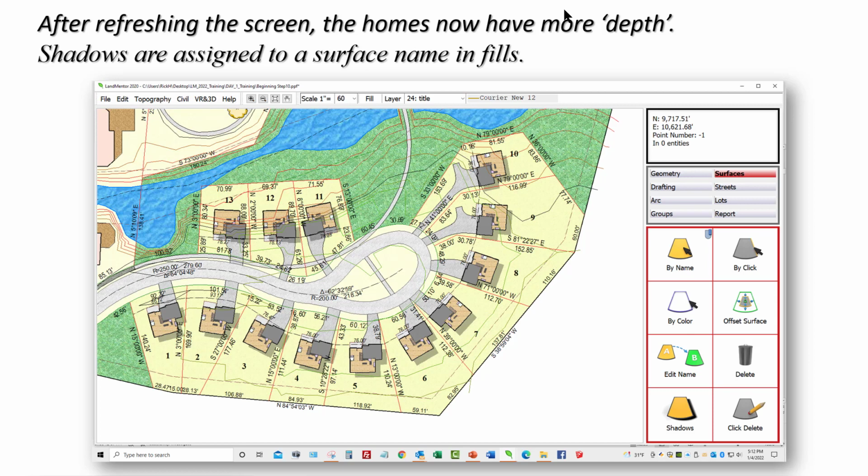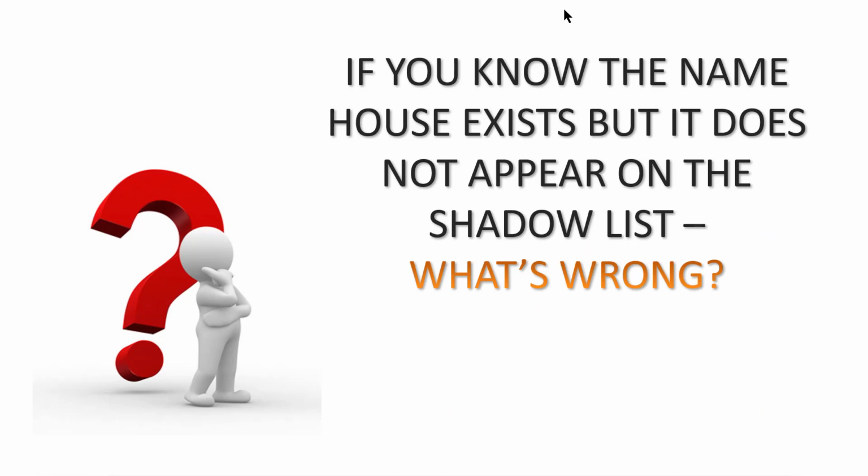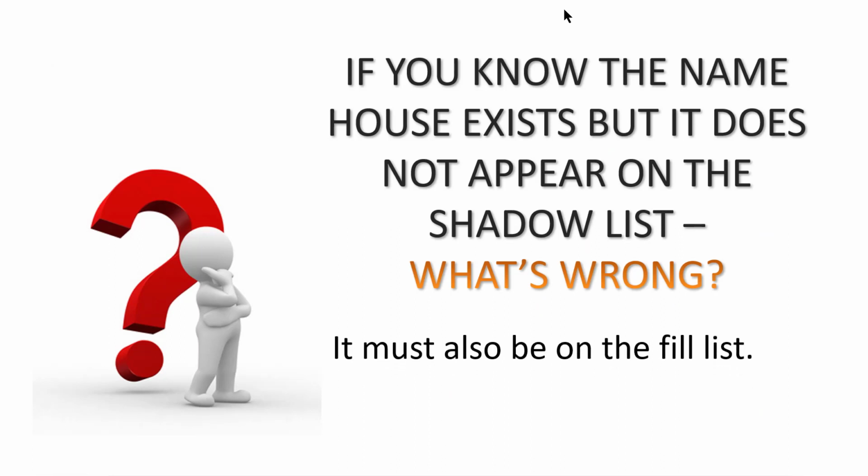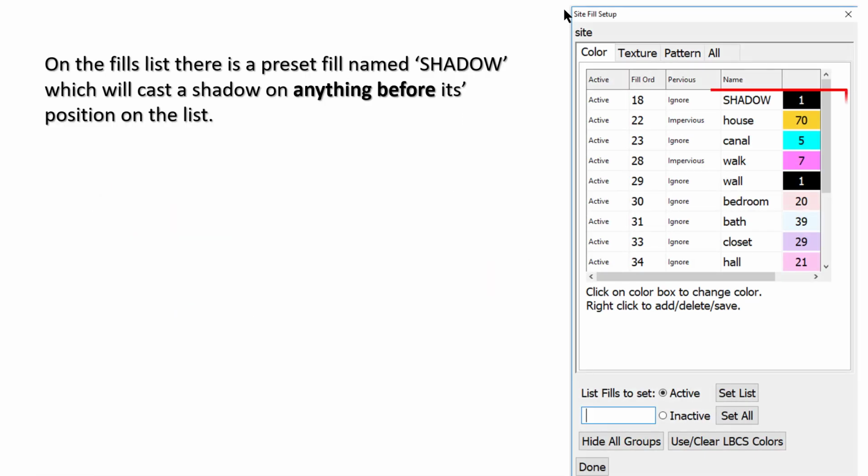Now, what if the shadow doesn't show up? What's wrong? Well, it has to be in the fill list. So you'd actually have to have something which is HOU or house on the fill list. If it doesn't exist, it can't shadow. Now, you'll see a fill in colors called shadow. You'll see it's black, and you'll see the order it's in.